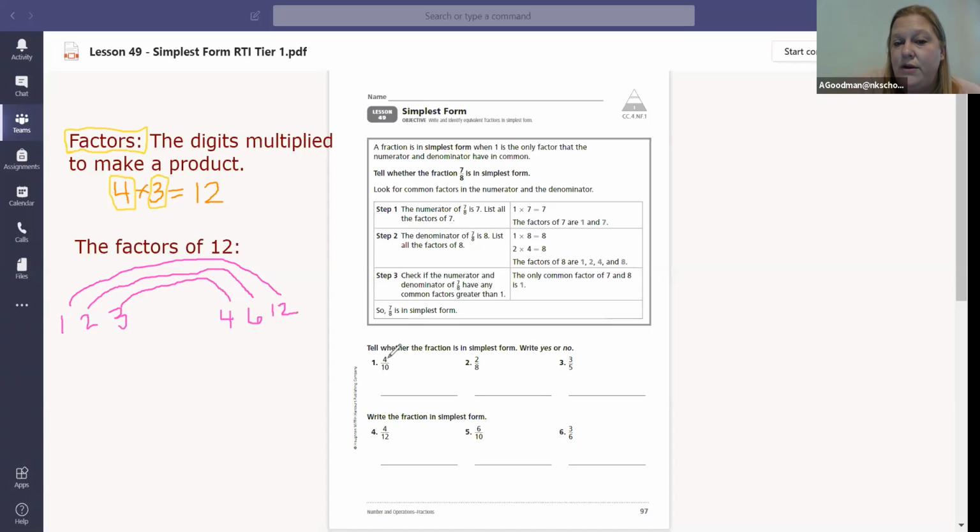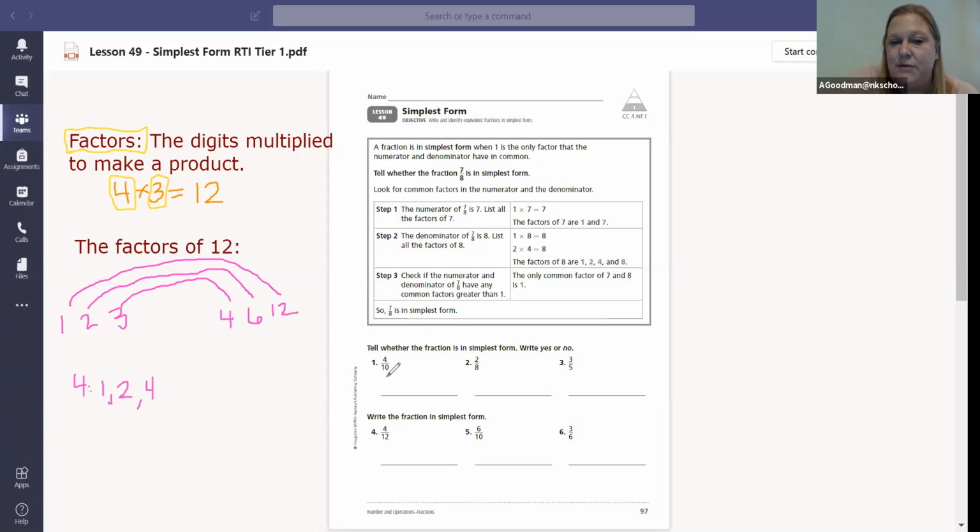So what are the factors of 4? The factors of 4, what numbers go together to make 4 multiplying? 1 and 4, obviously. 2 and 2, right? So 1, 2, and 4 are the factors of 4. I'm gonna write those over here. So the factors of 4 are 1, 2, and 4.